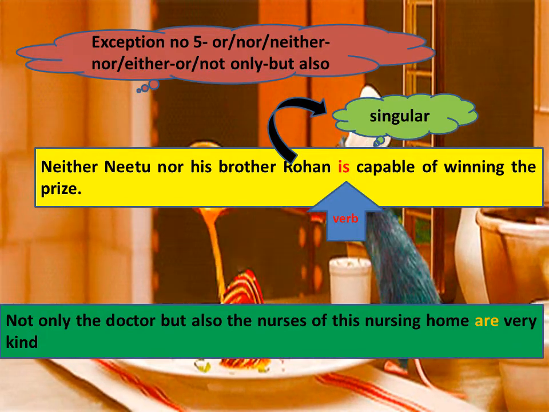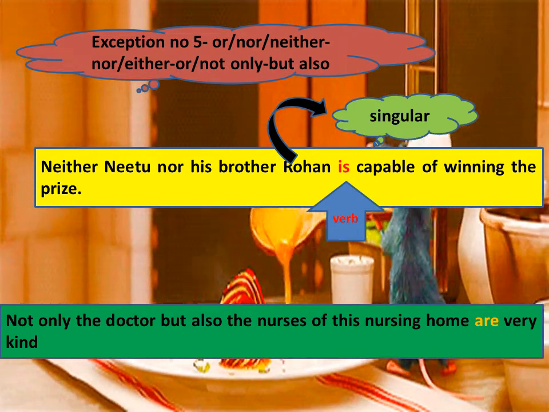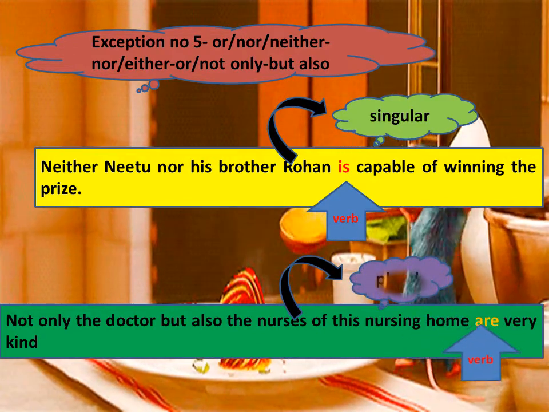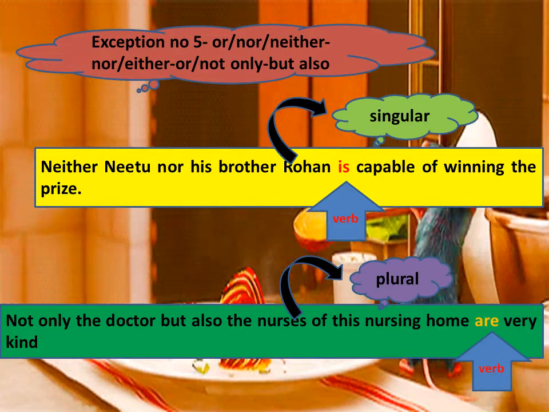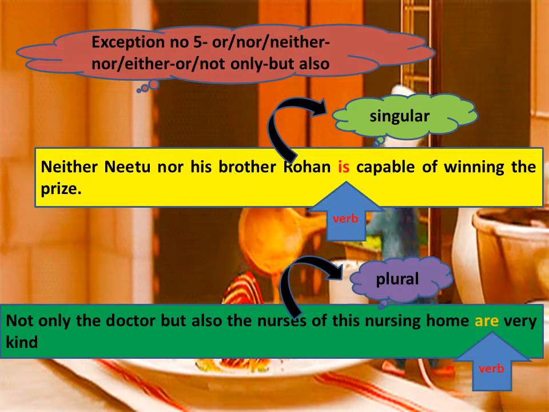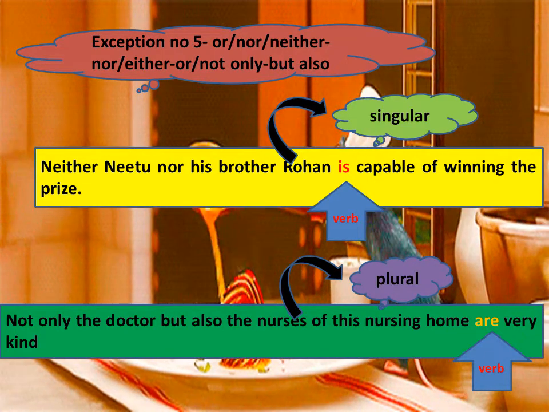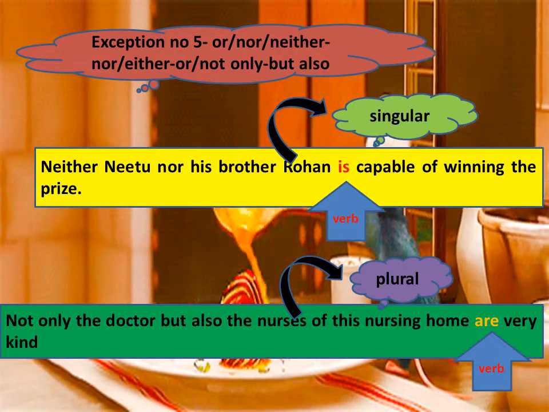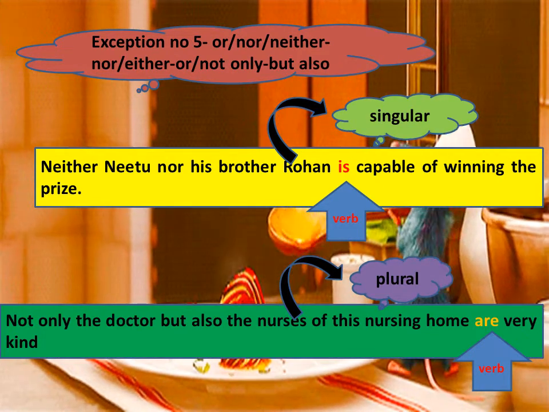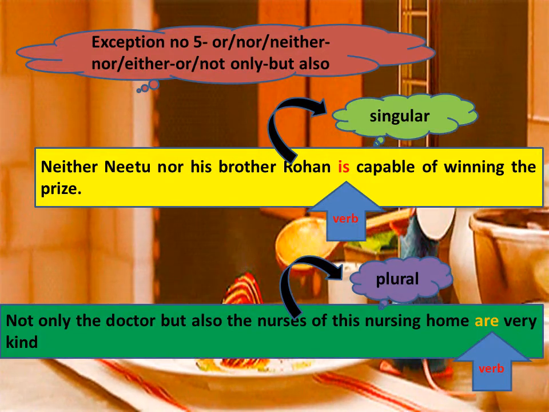The next example says not only the doctor but also the nurses of the nursing home are very kind. First of all, let us find the subject. Who are very kind? Not only the doctor but also the nurses of the nursing home. So the whole thing is a subject, right? Now before the verb, which is the closest subject, doctor or nurses? It is nurses, right? So nurses, are we talking about one nurse or many nurses? Many, so it is a plural subject before the verb, so the verb will be are, and so here the verb is correctly used.